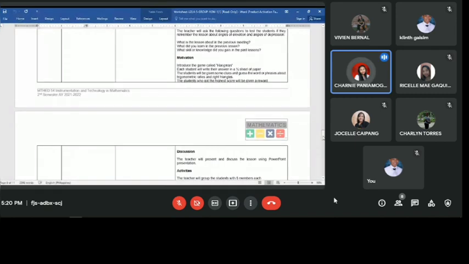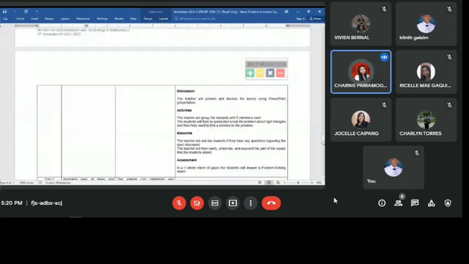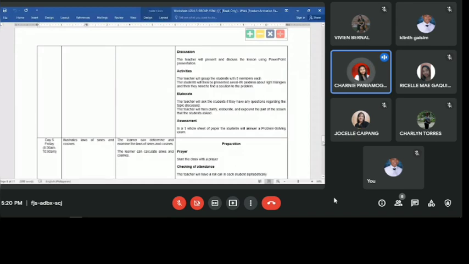For the discussion, the teacher will present and discuss the lesson using a PowerPoint presentation. And for the activities, the teacher will group the students with five members each. Then the students will present a real-life problem about right triangles, and they need to find a solution to the problem.